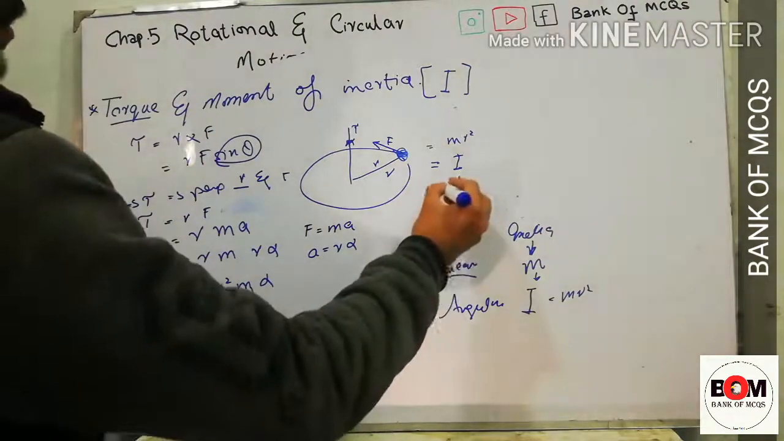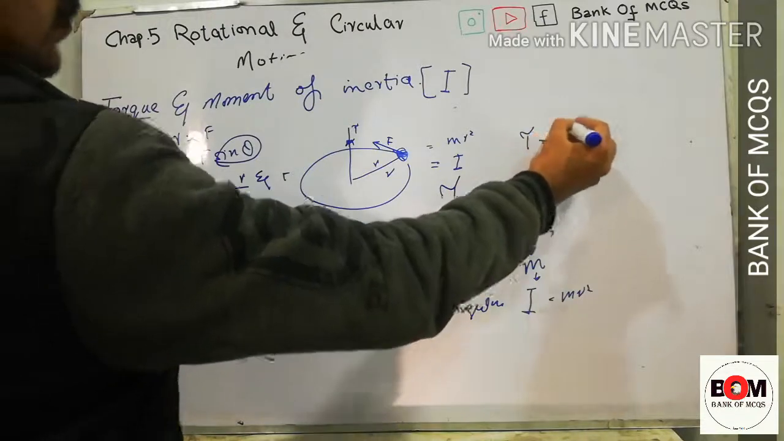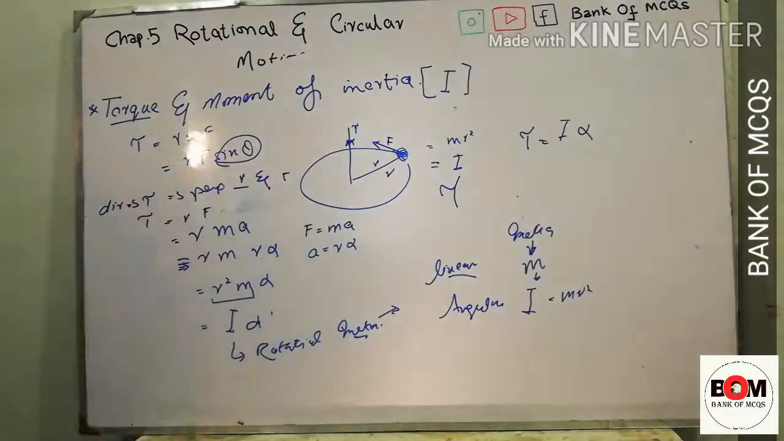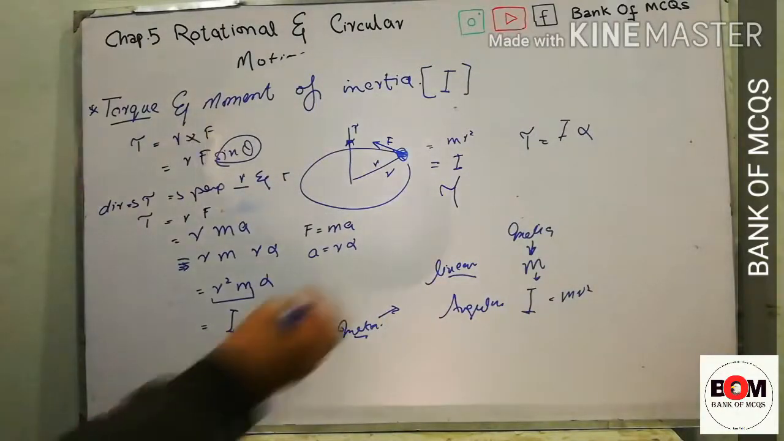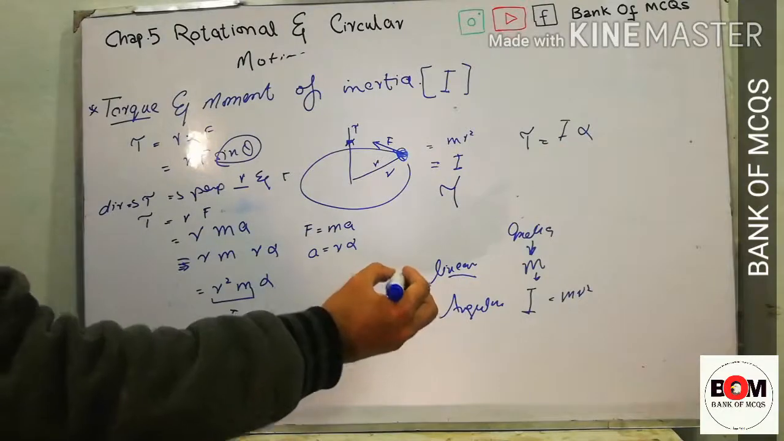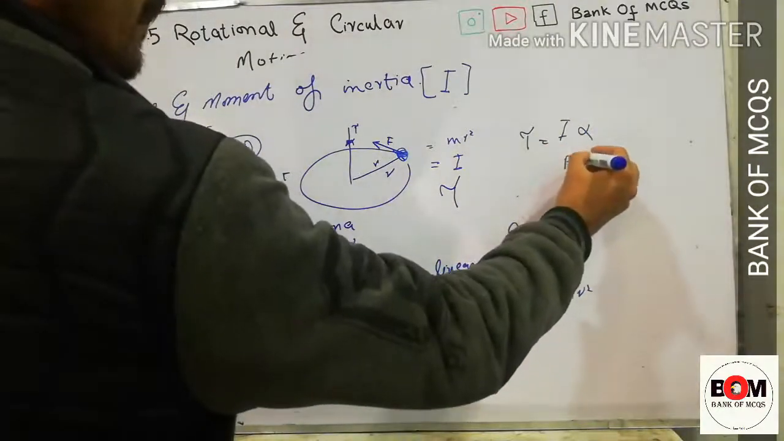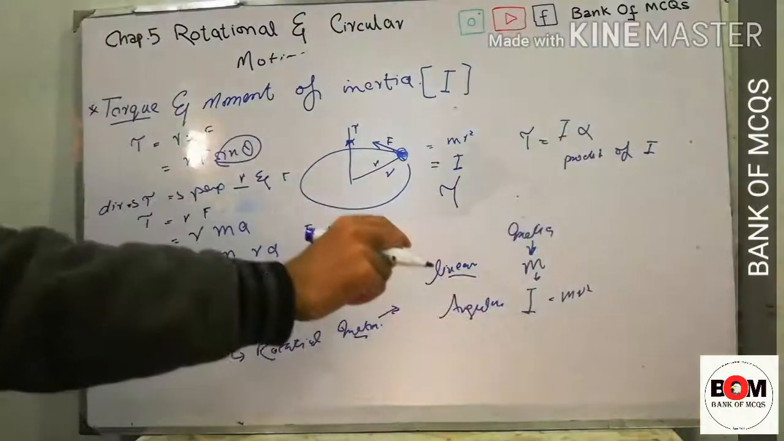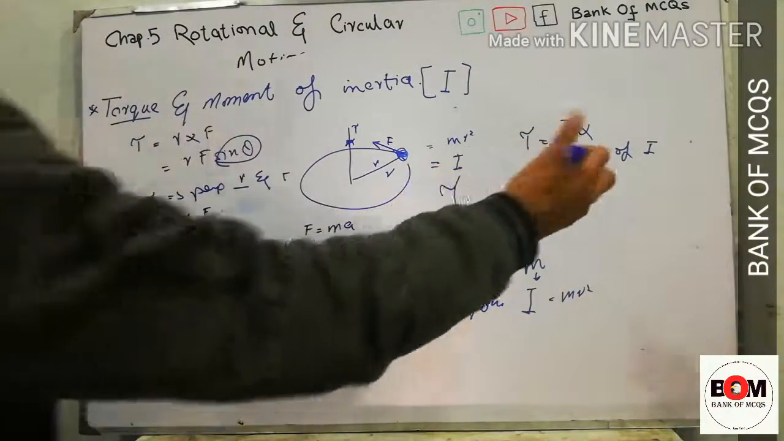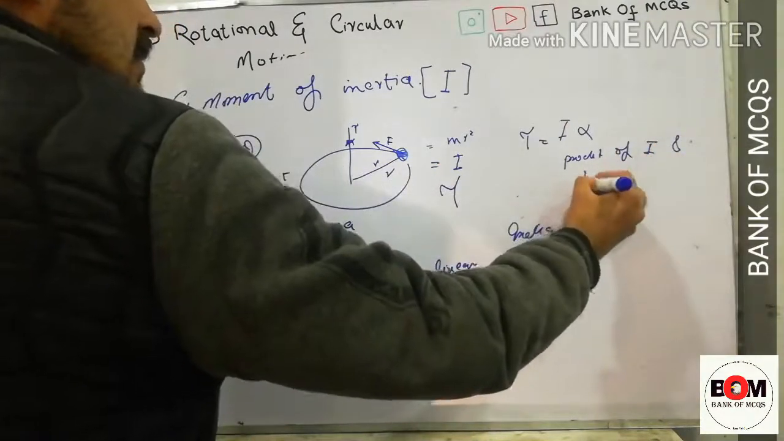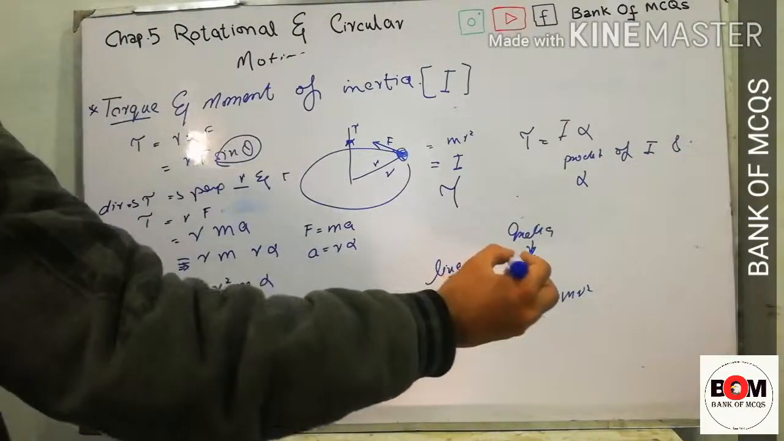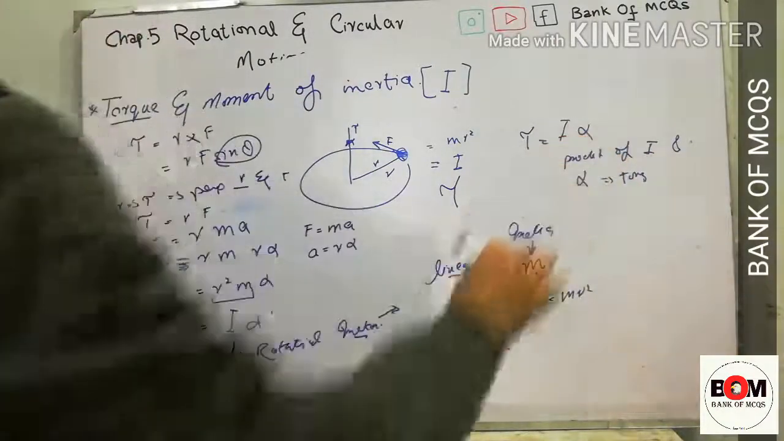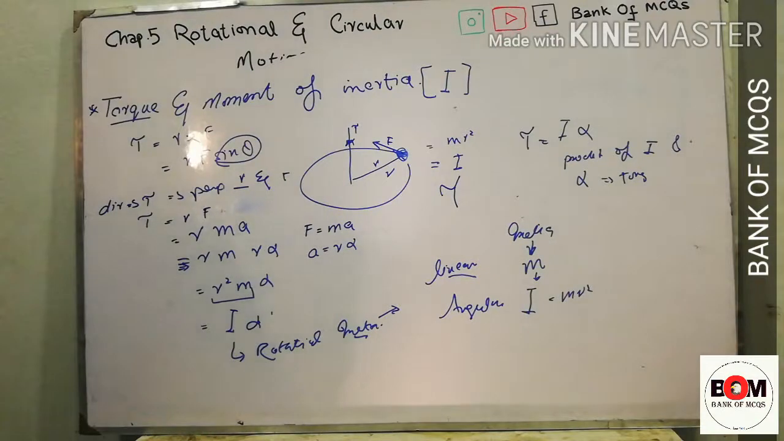Now remember always this equation, that torque is equal to I into alpha. We can also say that the product of moment of inertia and angular acceleration of a body gives us the magnitude of torque. So torque is equal to I multiplied by alpha.